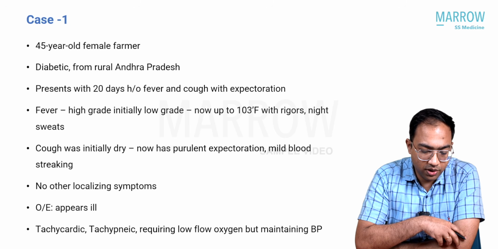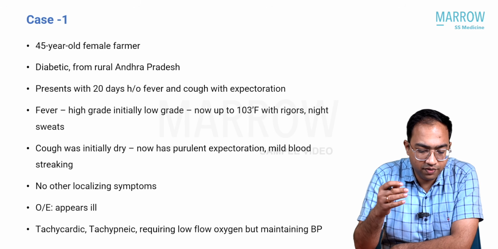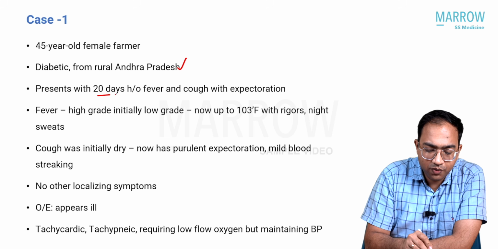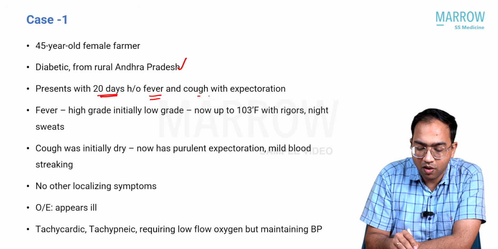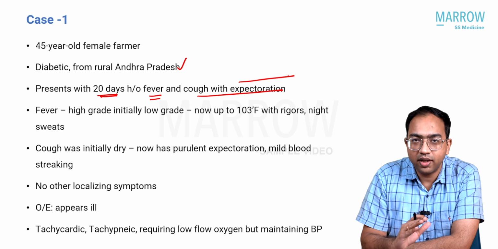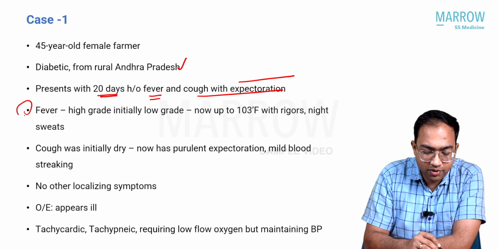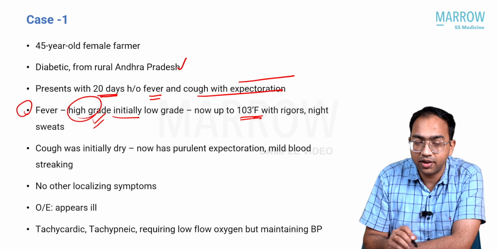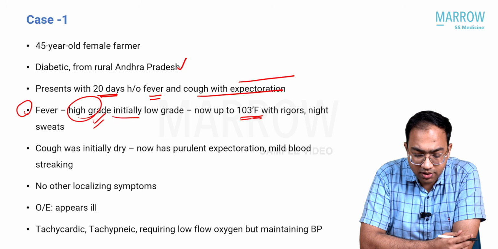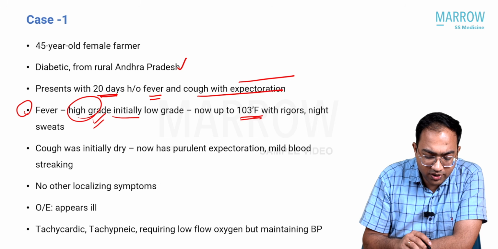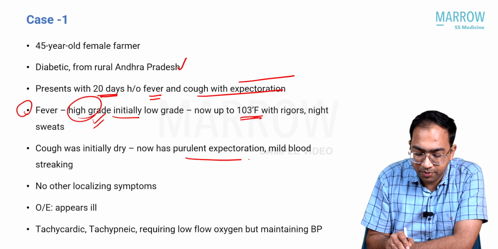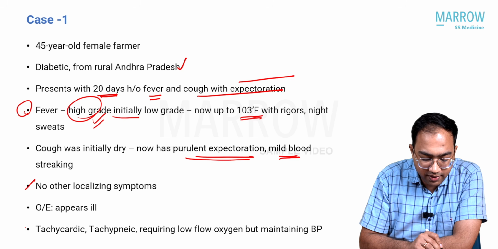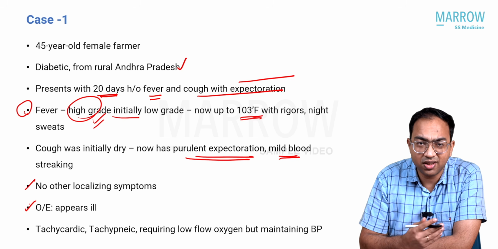So let's take a look at a very regular presentation. So 45-year-old female farmer, she's from rural Andhra Pradesh, and she's presenting with a 20-day history of fever and cough with expectoration. So it's more like a subacute presentation. And the fever initially was low grade and now it's a high grade fever, up to 103 degrees Fahrenheit with rigors and night sweats. There was initially a dry cough which has now turned purulent, and there is mild blood streaking as well. No other localizing symptoms. On examination appears ill.